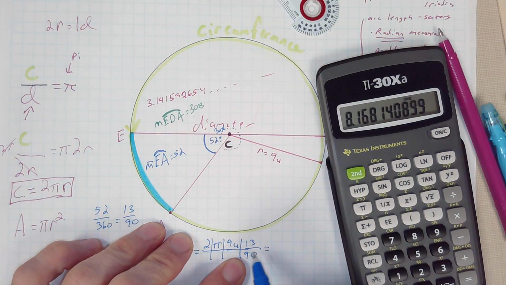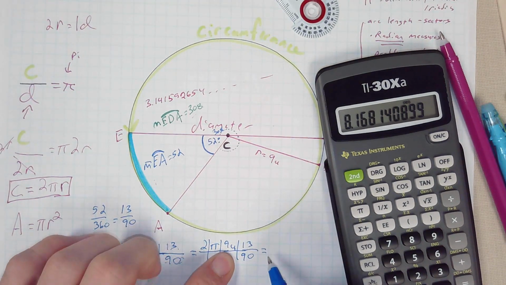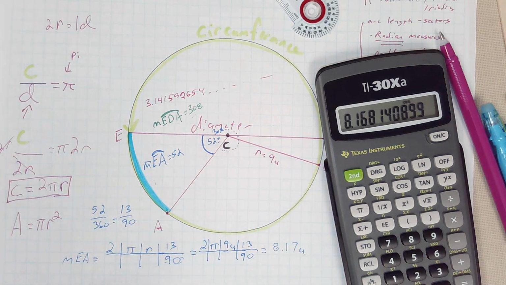What are your units? The only unit you have to deal with is that. So your arc length here is 8.17 units.